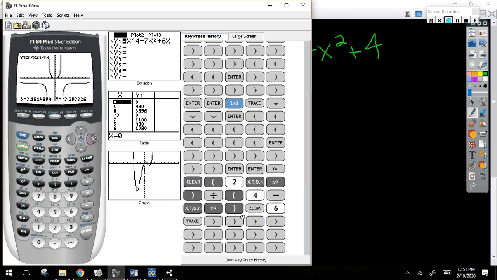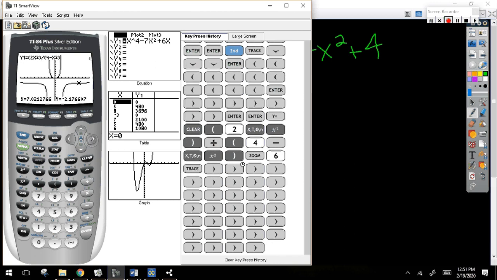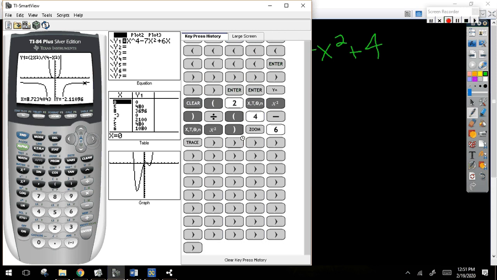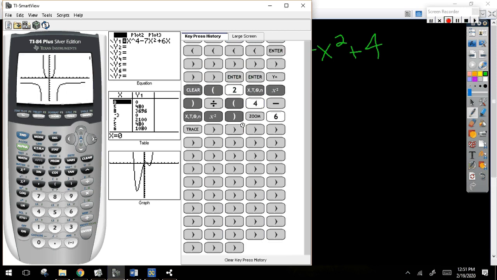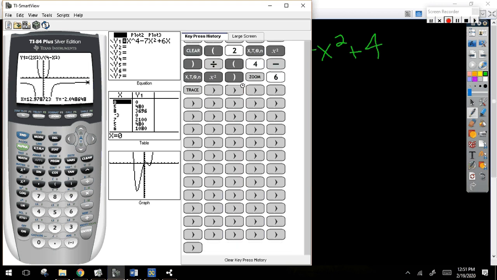All right, so watch your y values here as I go. See how it's getting closer and closer to -2? It'll never actually be -2. It's going to get really close, but it's not actually going to be -2. No. Never.